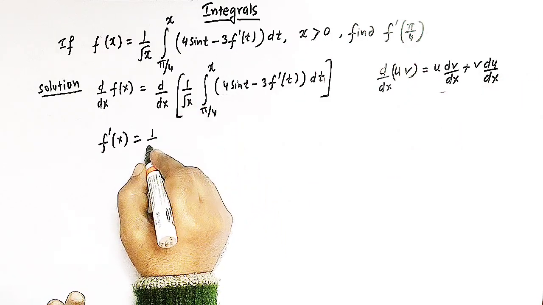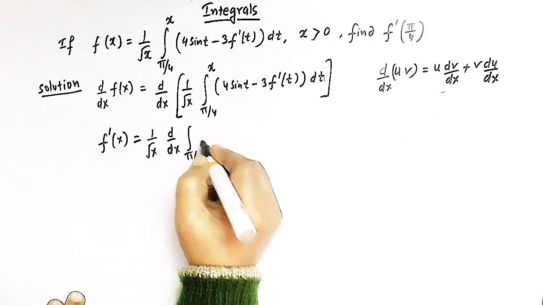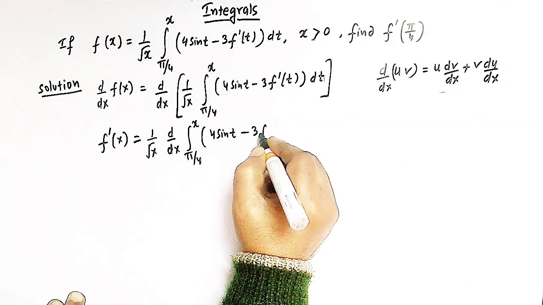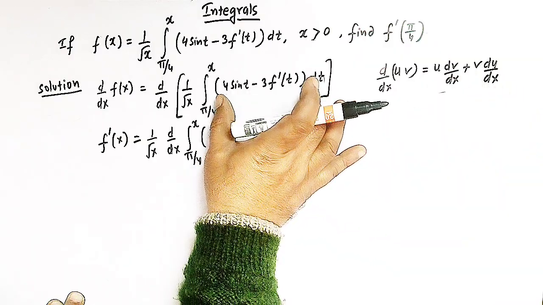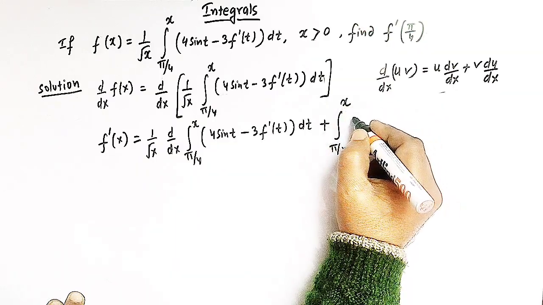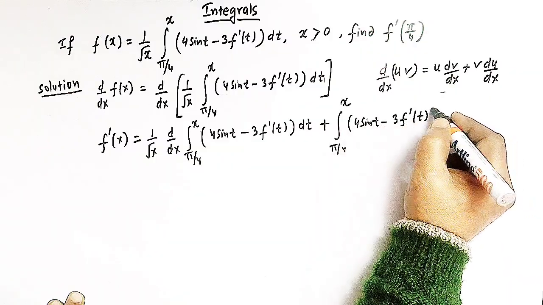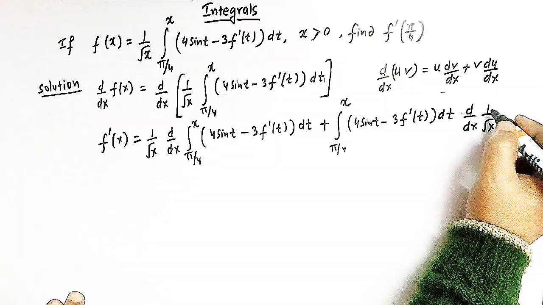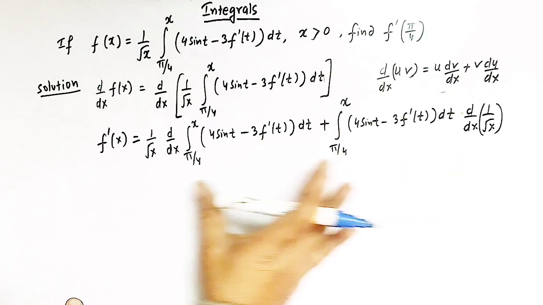So now we can write 1 over square root of x times the derivative of the integral from pi/4 to x of (4 sin t minus 3 f'(t)) dt, plus this integral from pi/4 to x of (4 sin t minus 3 f'(t)) dt times the derivative of 1 over square root of x. So now let us solve these two terms one by one.